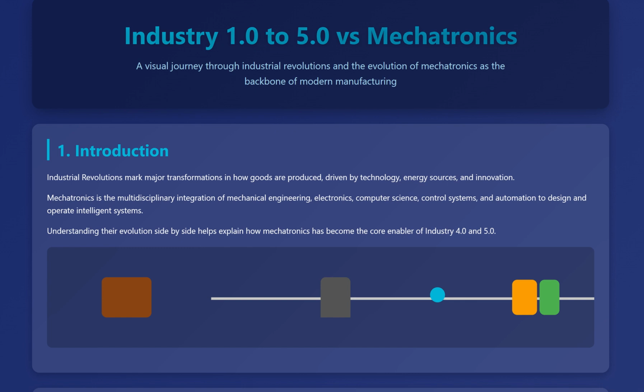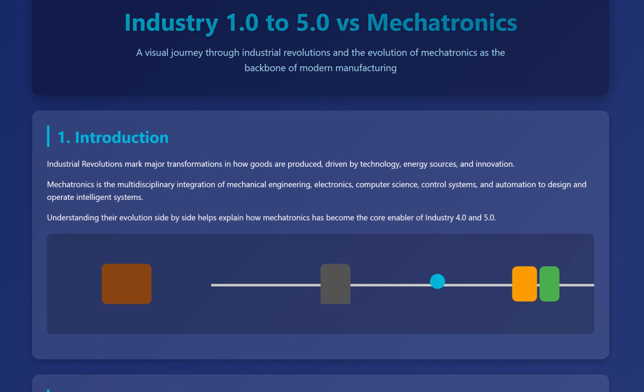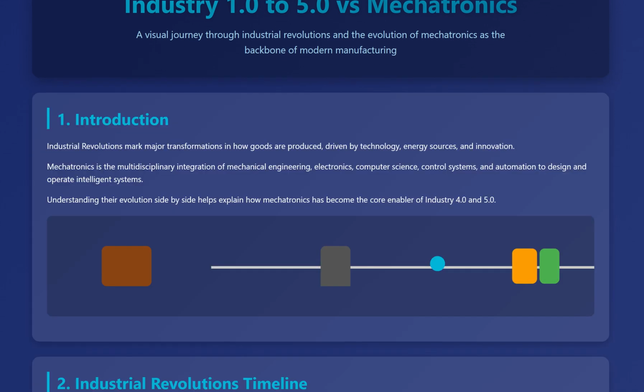So how do they integrate? Mechatronics is just an integration of mechanical engineering, electronics, computer science, control systems, and also how you automate these systems to design and operate intelligent systems. So that is what we call mechatronics. In simple terms, it has the aspect of mechanical, it has the aspect of electronics, and then it has the aspect of control for the purpose of automating the design and operate intelligent systems.